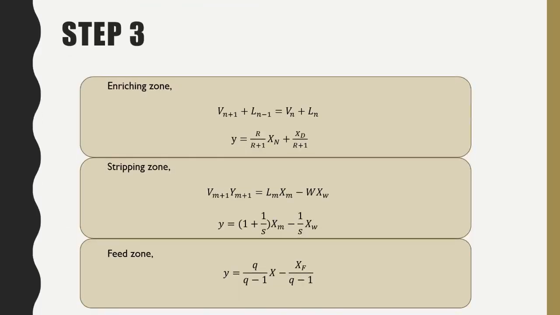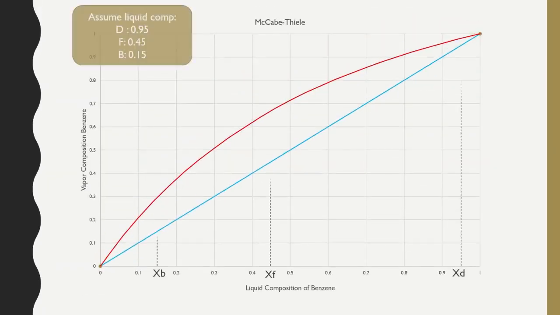Now step number 3 is to draw the enriching, stripping, and feed lines. The way you draw this is by using the equation my friend Hanis has explained before, the y equals mx plus c method. So after acquiring the data, you can plot the graph. Before we start plotting, we have to assume that the liquid composition at the distillate is 0.95, at the feed is 0.45, and at the bottom 0.15.